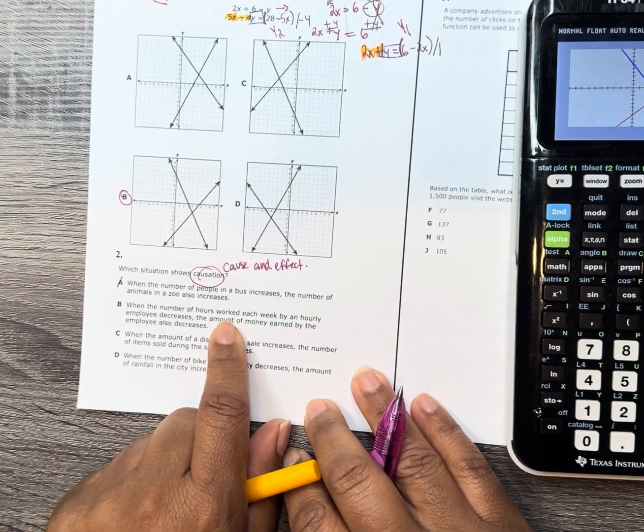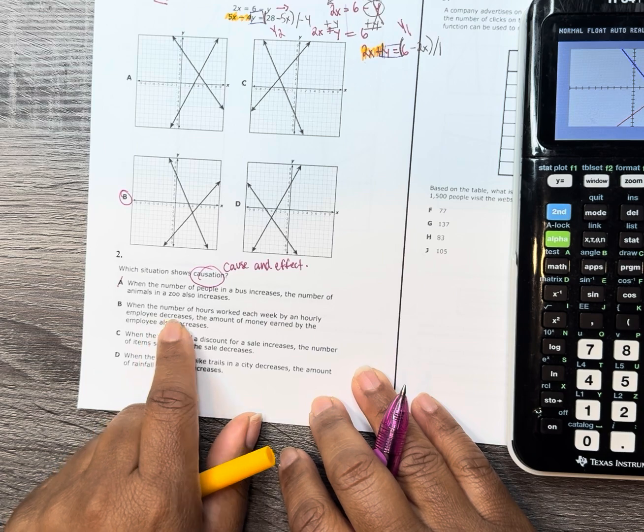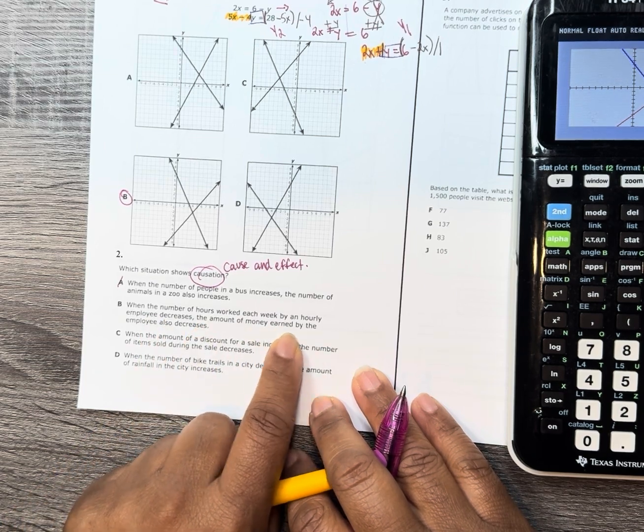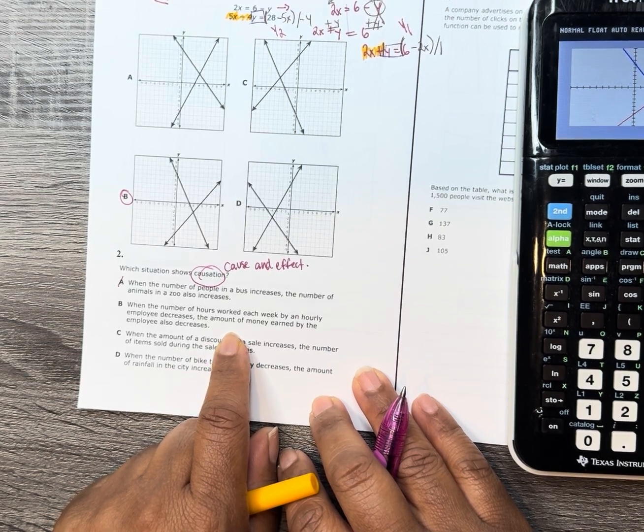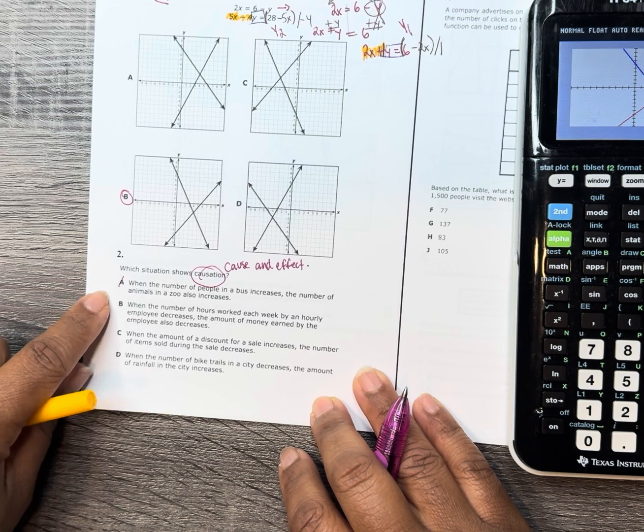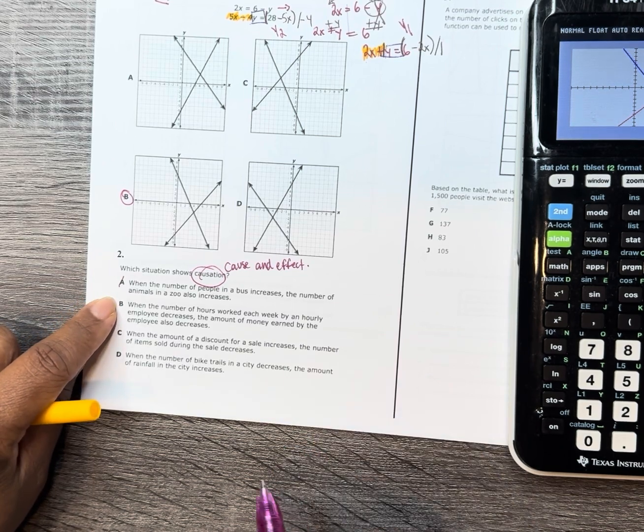When the number of hours worked each week by an hourly employee decreases, the amount of money earned by the employee also decreases. Yeah, I think that makes sense. You don't work, you don't get paid. So this definitely sounds like a cause and effect relationship. But let's look at the other ones.